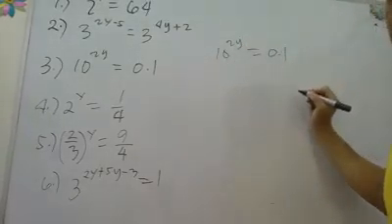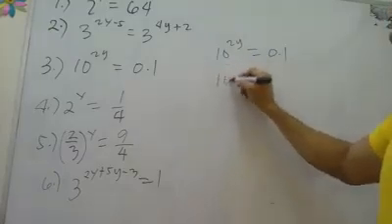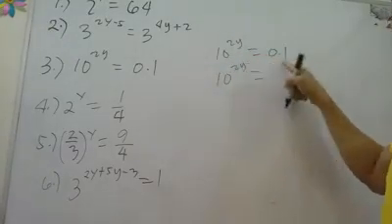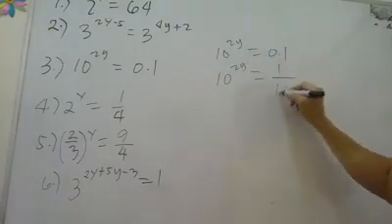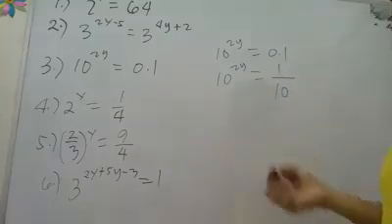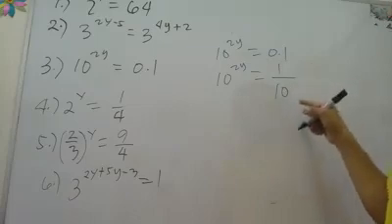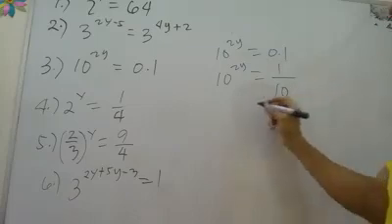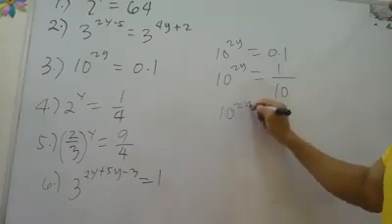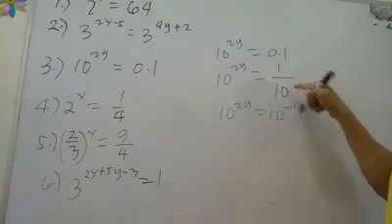Now, how much is 0.1 to the base of 10? We can say that 10 raised to 2y is equal to 0.1. That means 1 all over 10, right? And take note that a fraction like this one, 1 over 10, means this 10 has a negative exponent. So we have 10 raised to 2y is equal to 10 raised to negative 1, because of this understood one here.